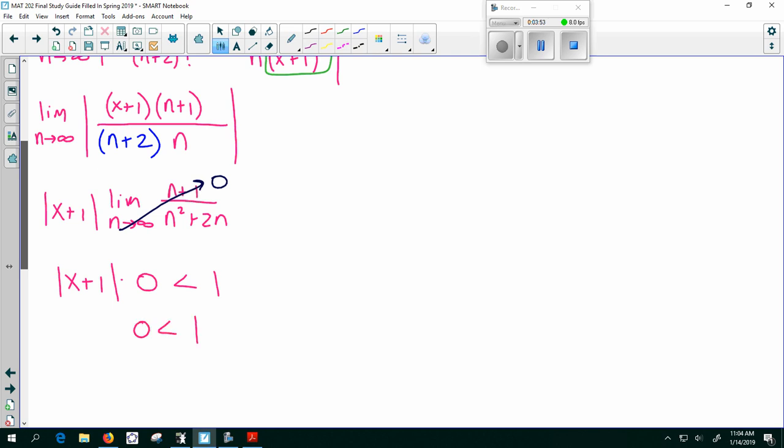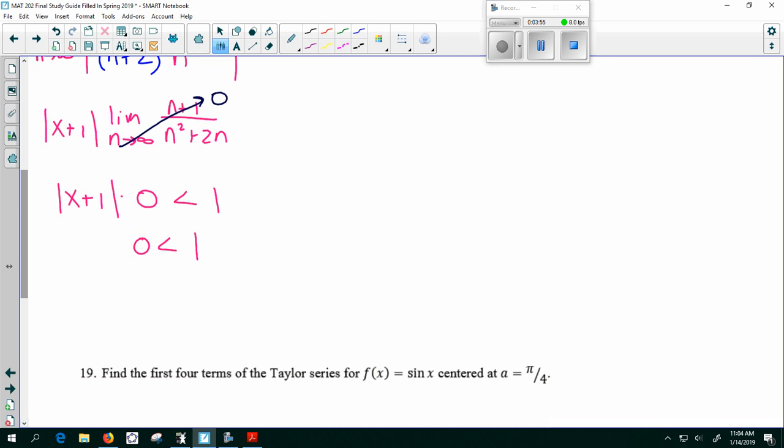This is always true no matter what x value I choose, which means that my interval of convergence is all real numbers, negative infinity to infinity. And my radius of convergence is infinity.